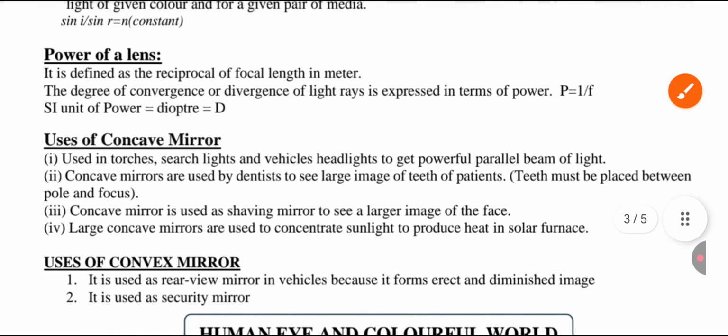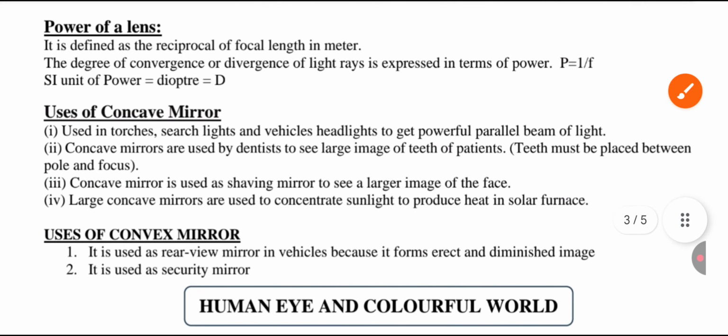Next is power of a lens, very important for 2 marks. It is defined as the reciprocal of focal length in meter. The degree of convergence or divergence of light rays is expressed in terms of power, that is P is equal to 1 by f. The SI unit of power is diopter, that is D.